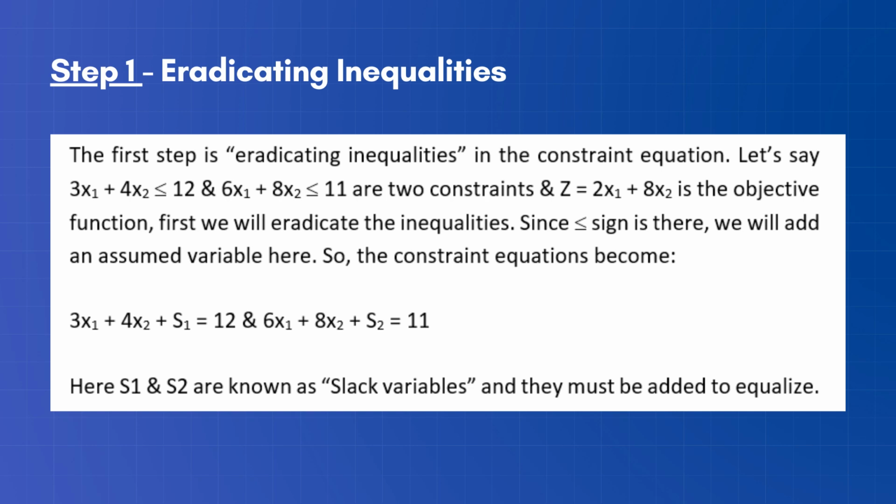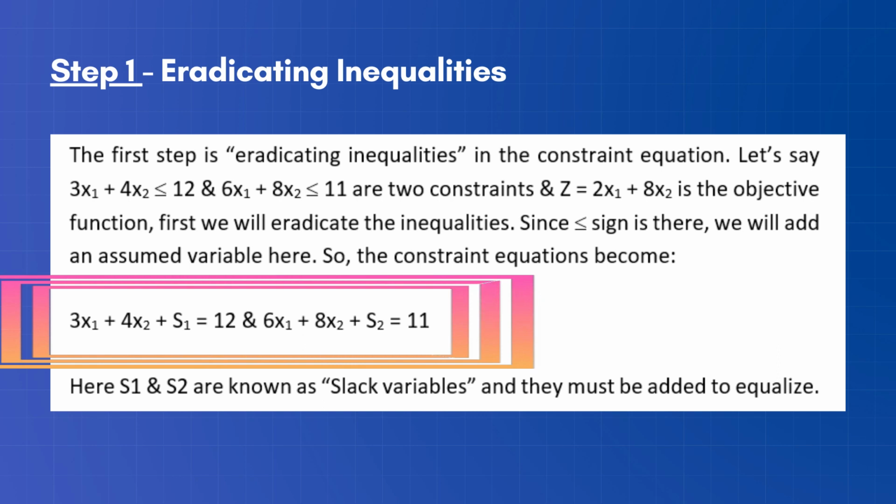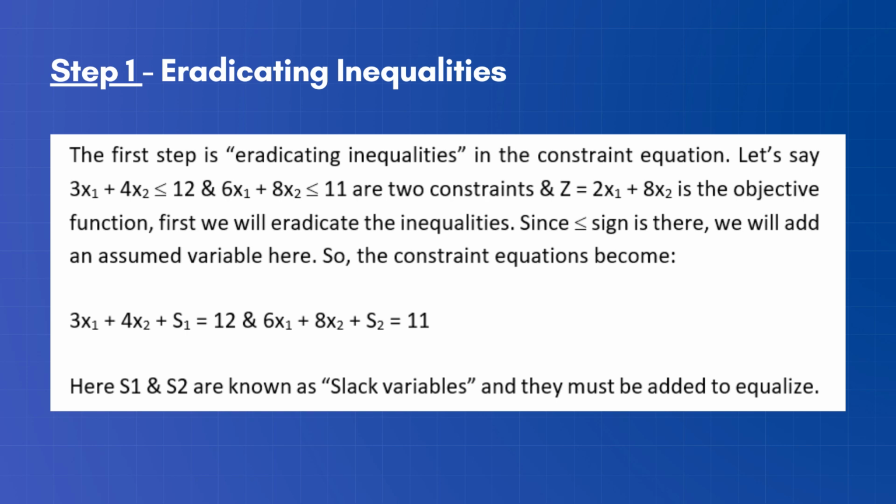First, we will eradicate the inequalities. Since the less than or equal to sign is there, we will add an assumed variable here. So the constraint equations now become 3x1 plus 4x2 plus s1 is equal to 12 and 6x1 plus 8x2 plus s2 is equal to 11. Here s1 and s2 are known as slack variables and they must be added to equalize.